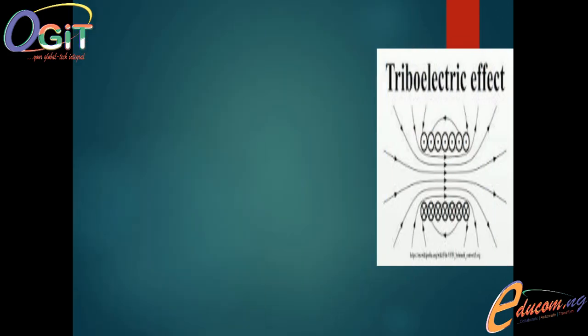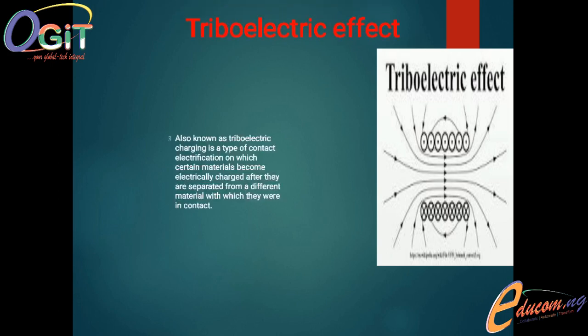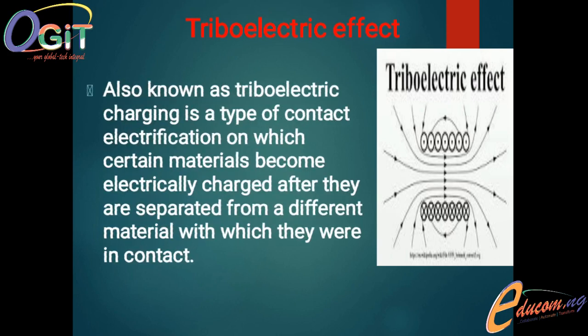Triboelectric effect. What do we understand by triboelectric effect? Why do we need to understand what is meant by triboelectric effect? The definition should give an insight to that. Triboelectric effect, also known as triboelectric charging, is a type of contact electrification in which certain materials become electrically charged after they are separated from a different material with which they were in contact.